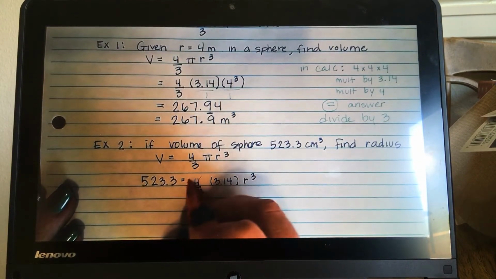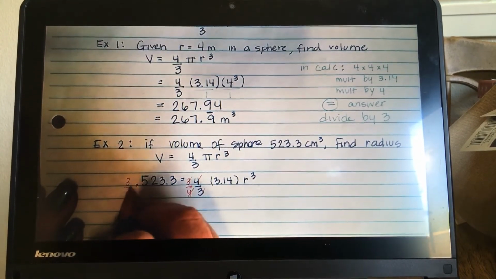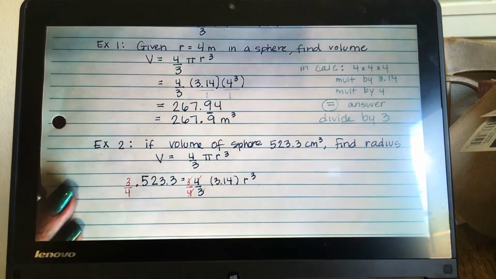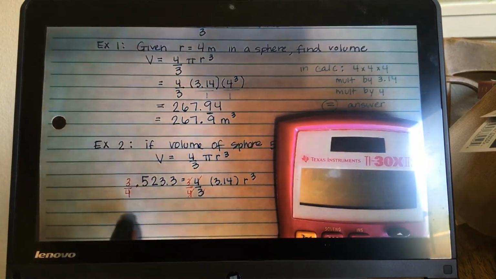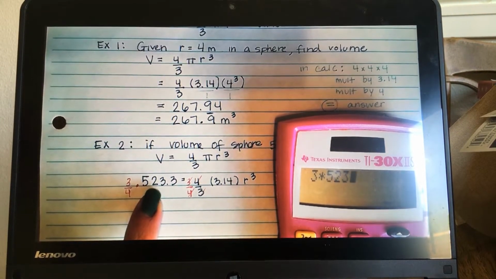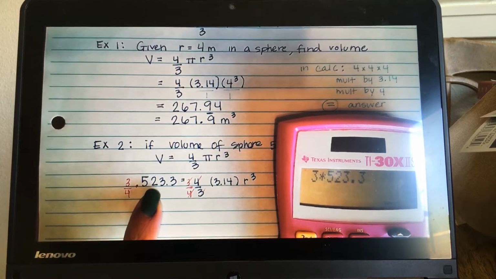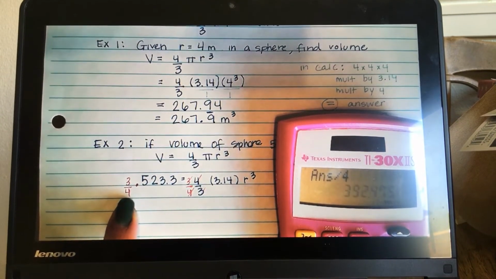And that cancels out on this side of the equation. Multiply by my reciprocal over here. So when we do that, let's see, what do we get? I'm going to do 3 times 523.3 equals, and then I'm going to divide that by 4. Again, that's how we work with that fraction.